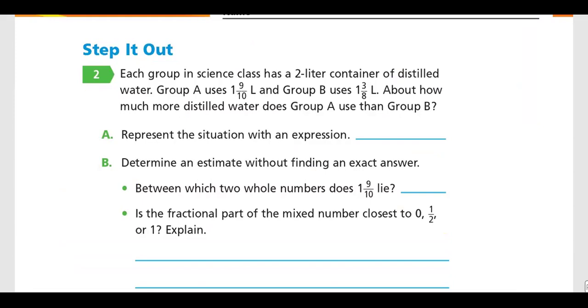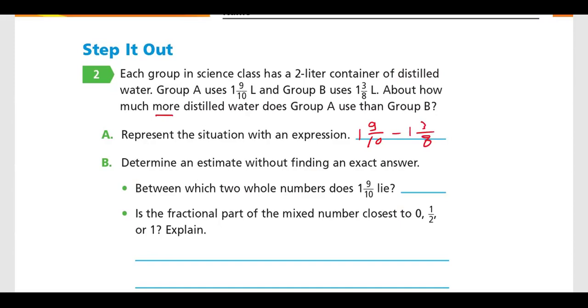Each group in science class has a 2-liter container of distilled water. Group A uses 1 and 9 over 10 liter, and Group B uses 1 and 3 over 8 liter. About how much more? How much more means subtract. How much more distilled water does Group A use than Group B? Represent the situation: I have to subtract 1 and 9 over 10 minus 1 and 3 over 8.